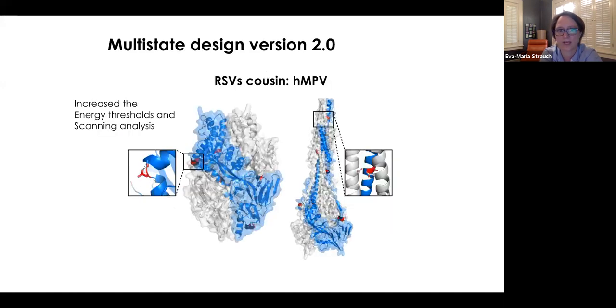So then here is multi-state design version 2.0, because we want to know, we established this in the context of these proteins. This protein for RSV, is it applicable for other viral surface proteins? And so there's a cousin to RSV, which is metapneumovirus.